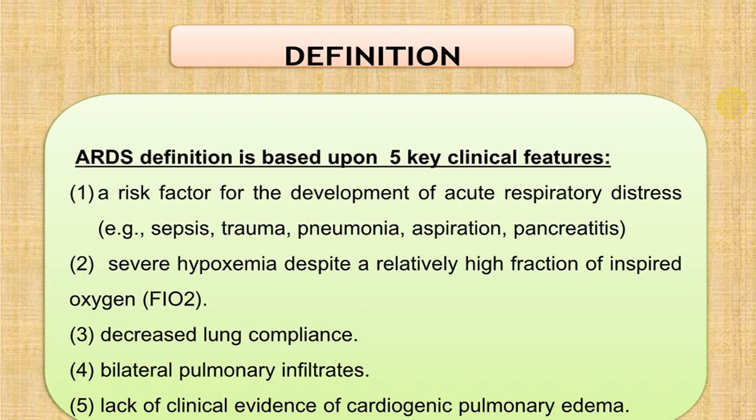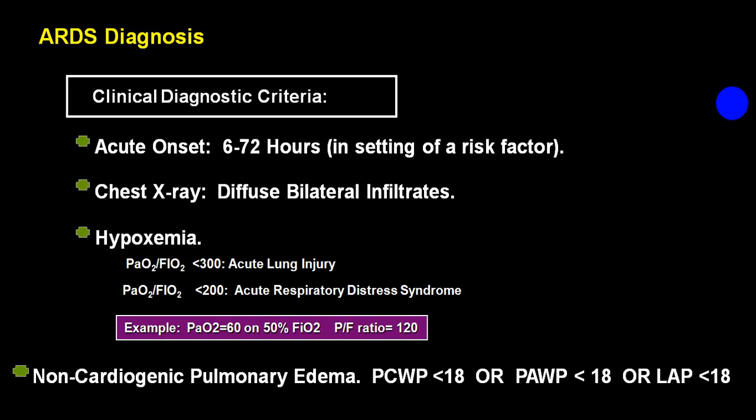That is, pulmonary capillary wedge pressure is less than 50. Ideally, we say less than 80. So then we call that acute respiratory distress syndrome. So the classical criteria is what we consider as the diagnostic criteria.